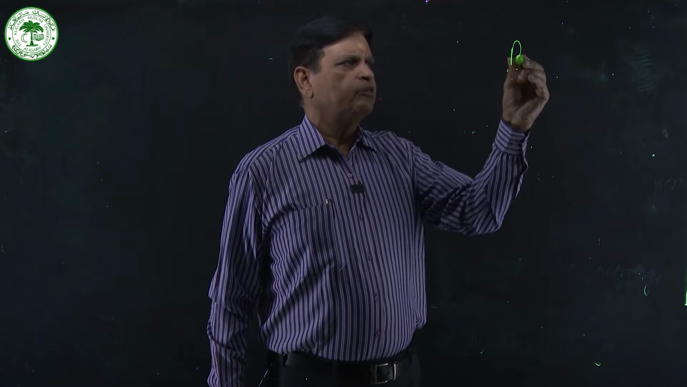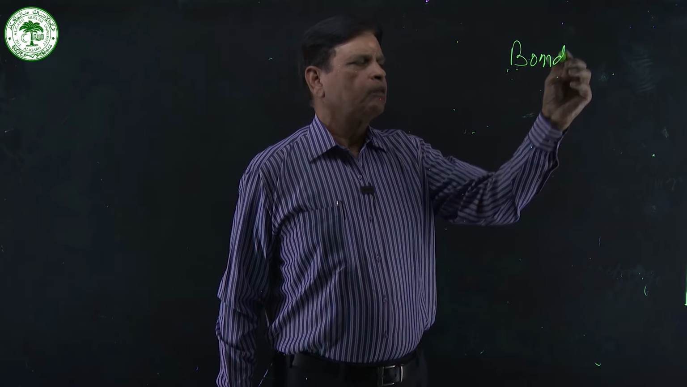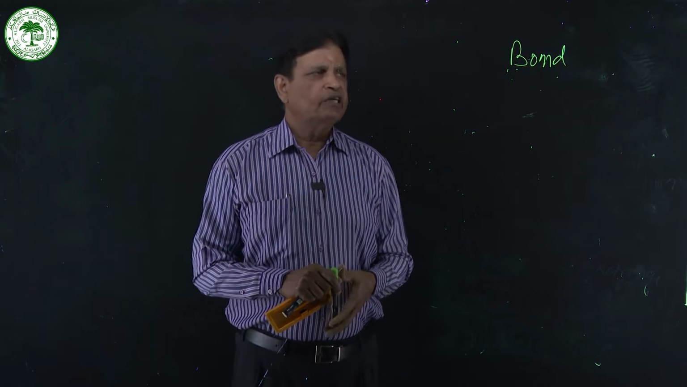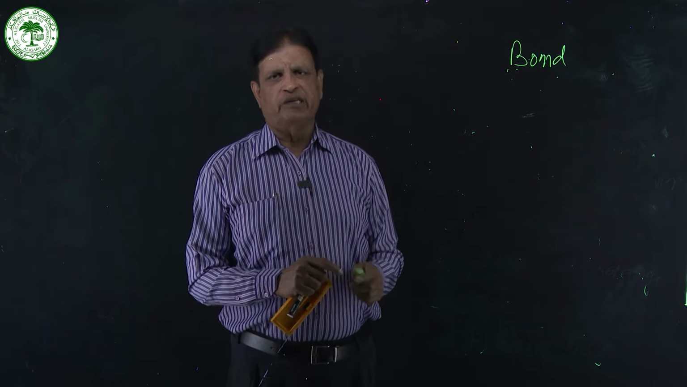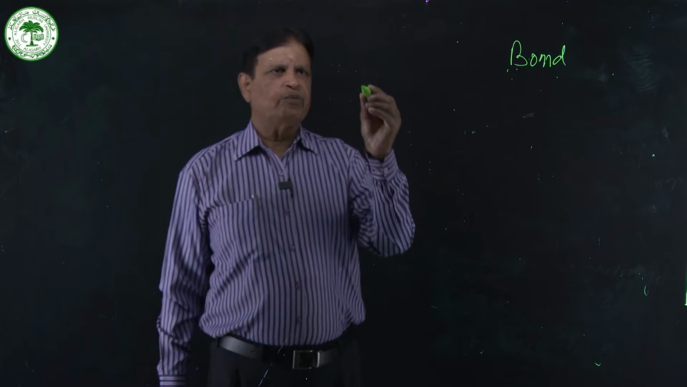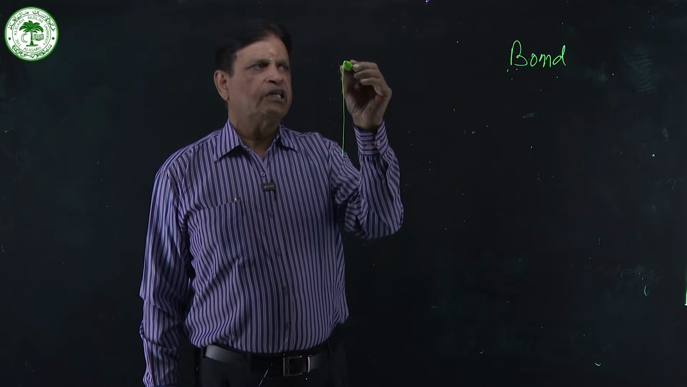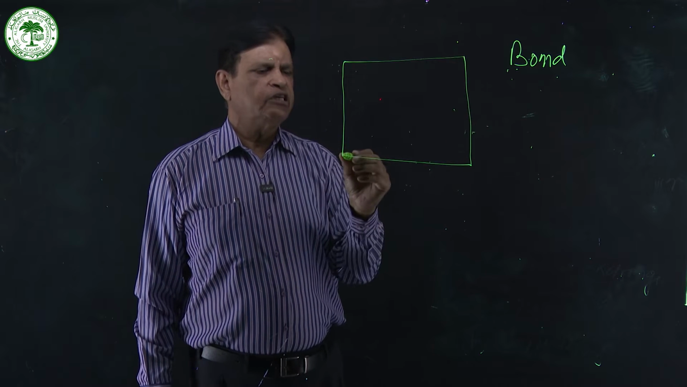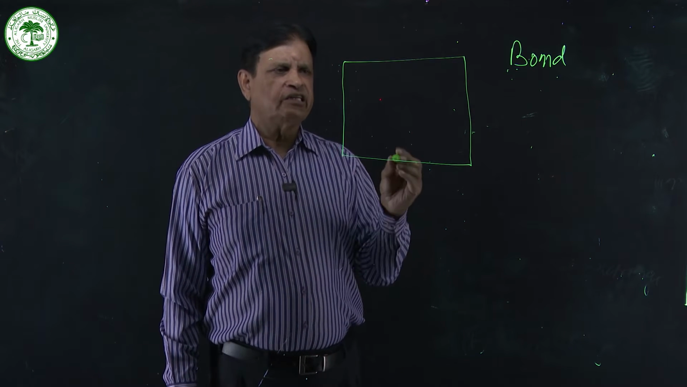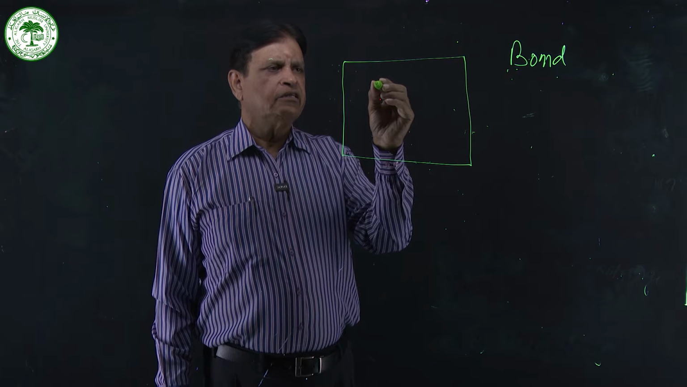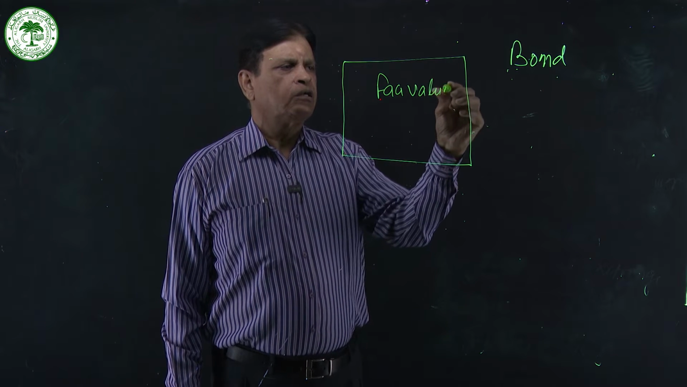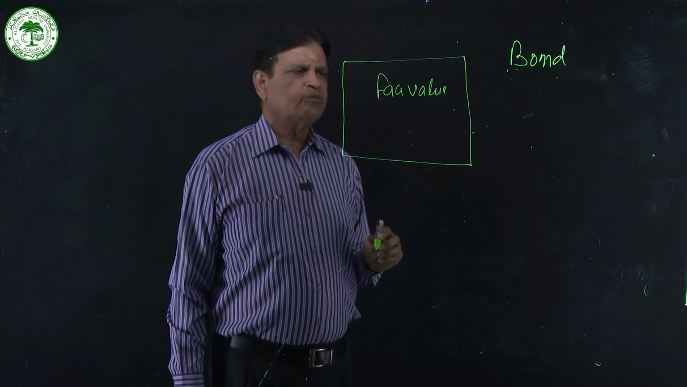Now we come to the bond. The definition of bond is the same as the definition of financial instruments. A bond is simply a piece of paper in which a number of things are written. The first one written is the face value, which we call the par value of the bond.